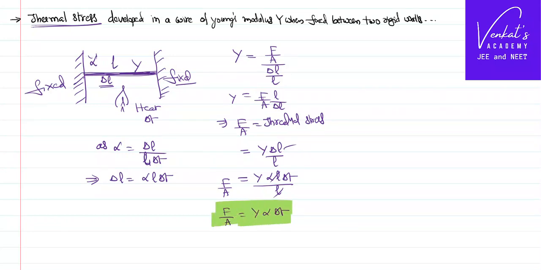But I want you to understand carefully that this thermal stress is independent of the length of the wire. Whatever the length of the wire is, the stress is going to remain the same. How much is the thermal force generated? If somebody asks you, F by A, we know, just take the area to the other side. That becomes Y A alpha delta T. So that depends on the area of cross section too.